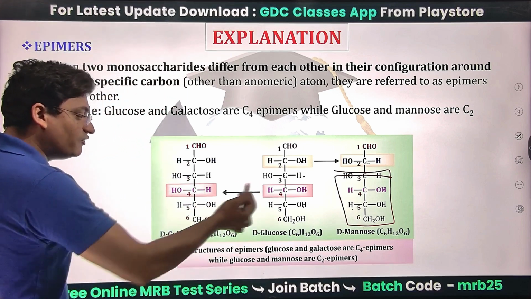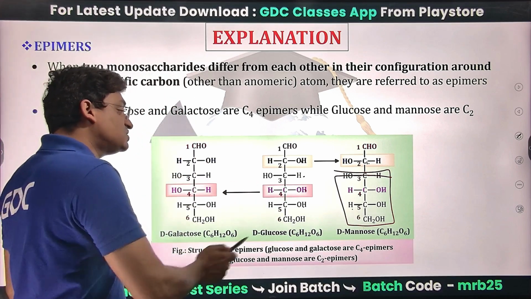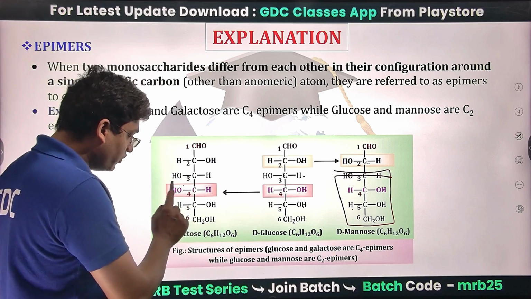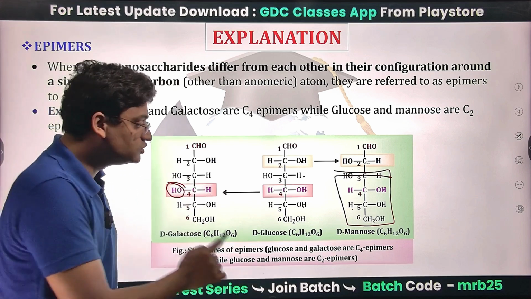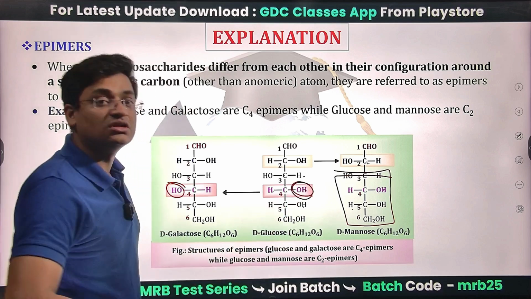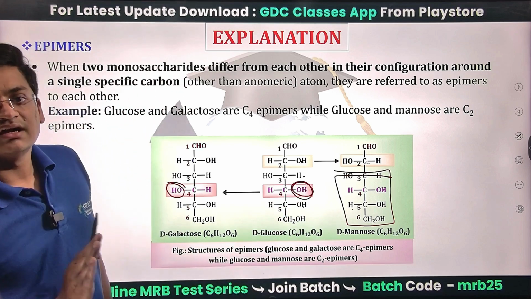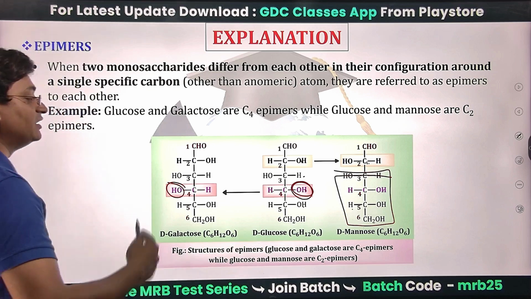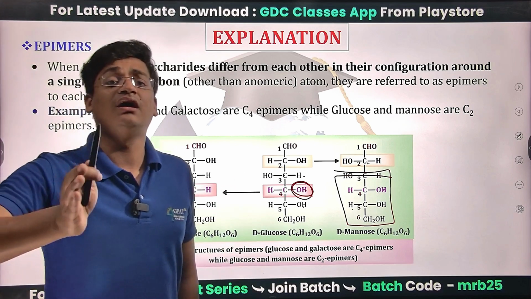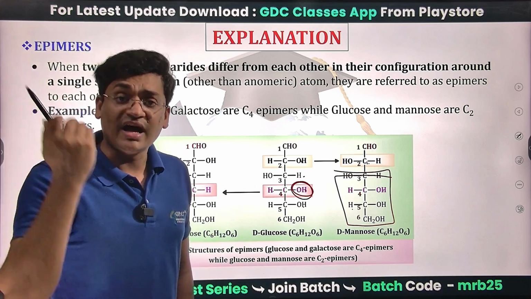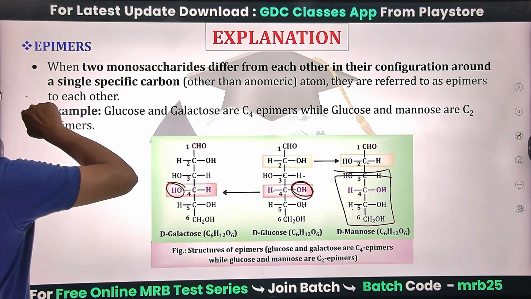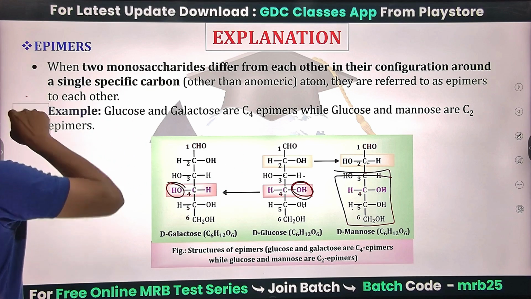In the case of glucose and galactose, the whole structures are similar except for the C4 position. At C4, galactose has OH on the left, while glucose has OH on the right side. Just a single chiral carbon configuration difference makes the two structures epimers of each other, and they are also diastereoisomers of each other.